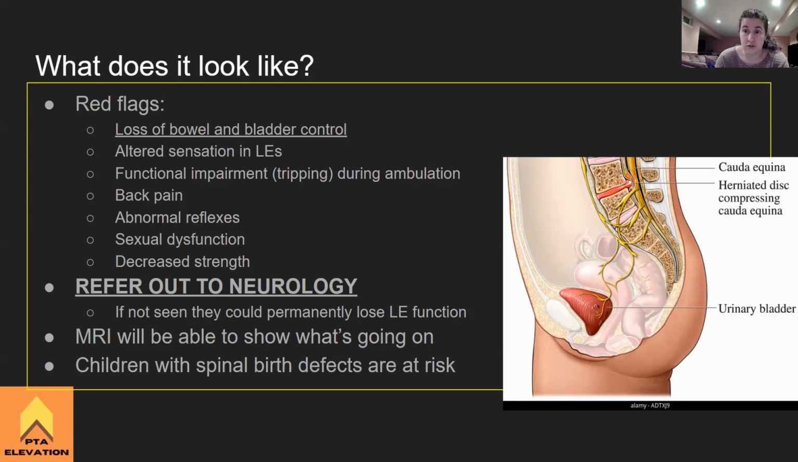So if we're having issues with sexual dysfunction, we're also leaning towards Cauda Equina, because remember, those sacral nerve roots, that means that we got lots of problems upstream, guys. And then in general, just decreased strength.